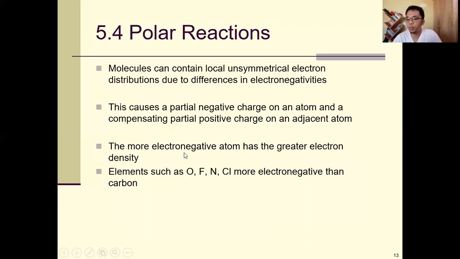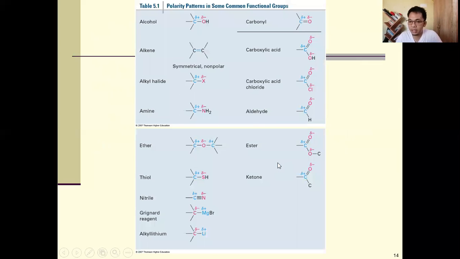Okay? Sa ating polar reactions naman, it is an asymmetrical electron distribution, na dito na natin i-consider yung difference in their electronegativities. This causes a partially negative charge and a partially positive charge. And the more electronegative atom has the greater electron density. Elements such as O, N, F, Cl are more electronegative than carbon. So, ano ba yung sinasabi ko dito? Since our subject is organic chemistry, ang interest natin is yung carbon with its corresponding bonded heteroatoms here.